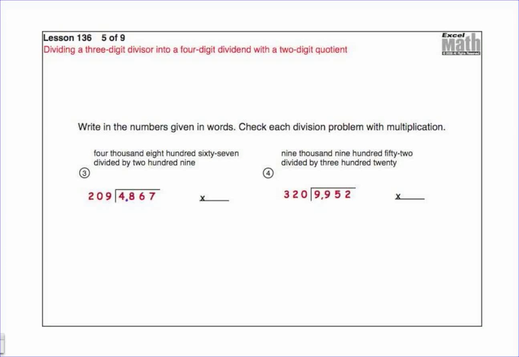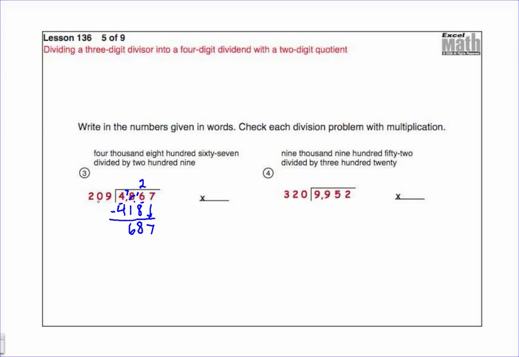All right, and here are the problems. 209 into 4,867. 209 can go into 486 probably twice, because that's going to be 418, right? So 2 times 209, 418. Subtract. 6 minus 8, can't do it. Going to borrow from that, make it a 7. So we have 16 minus 8 is 8. 7 minus 1 is 6. Bring down the 7. 687, 209.